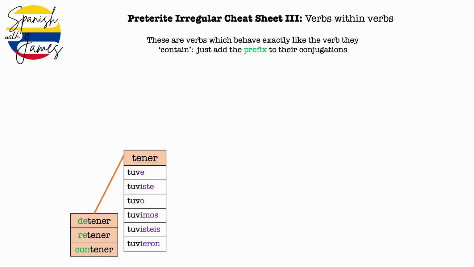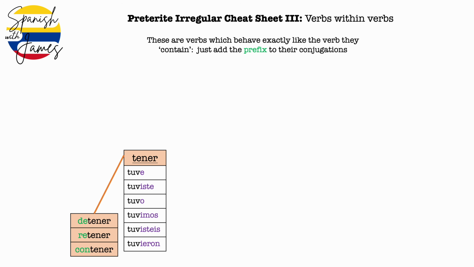Notice that even in English, they all sound the same: detain, retain, contain. The prefix is the bit that I've highlighted in green. You just need to add that to the conjugations of tener, and you've got the conjugations for those other verbs. The police detained, la policía detuvo. I retained the information, retuve la información. They contained the virus, ellos contuvieron el virus.